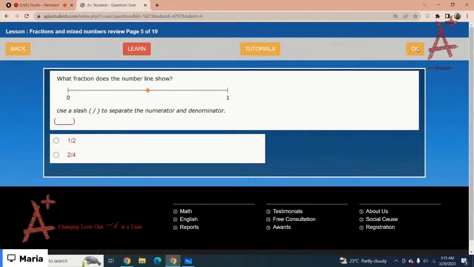What fraction does the number line show? Which is the correct option? Yes, the correct option is 1 by 2. Got it? You have the two segments, and the first one is colored, so it would be 1 over 2.